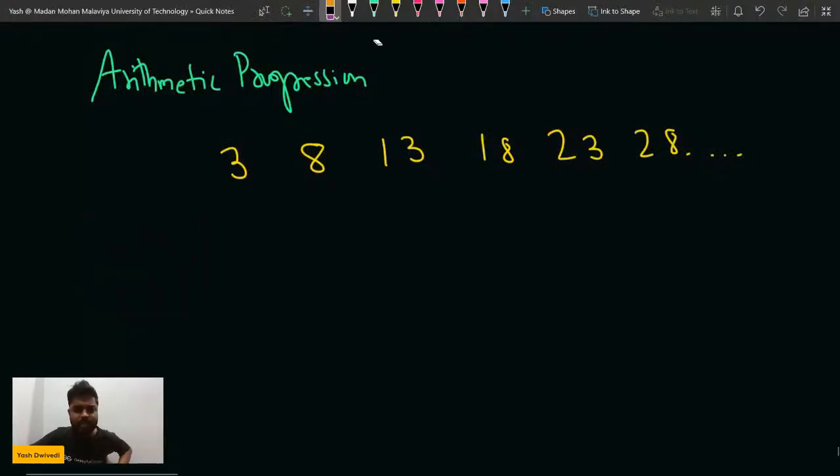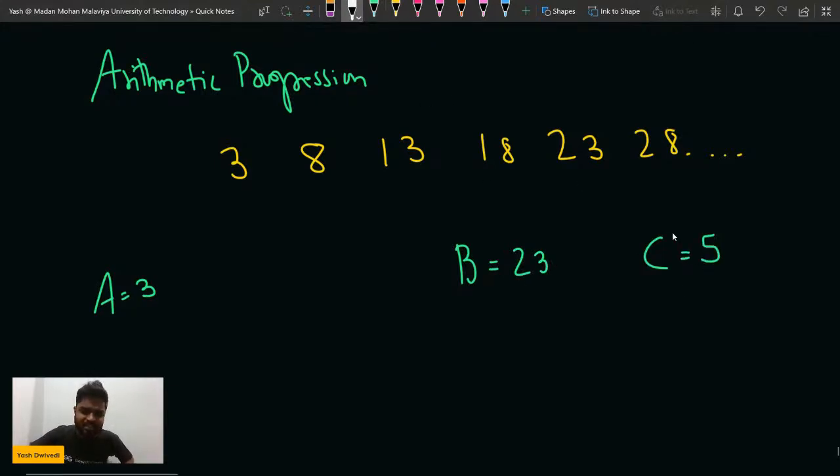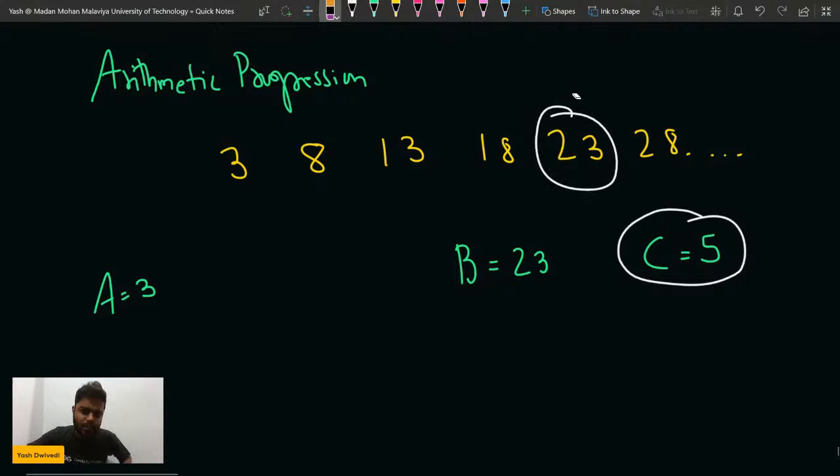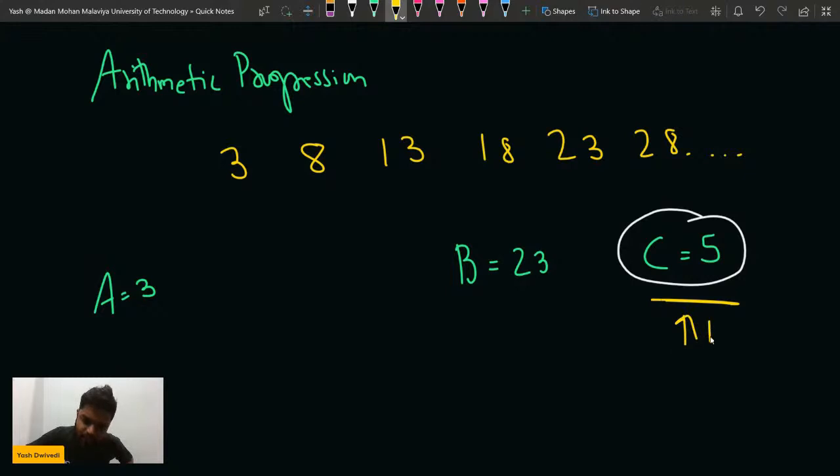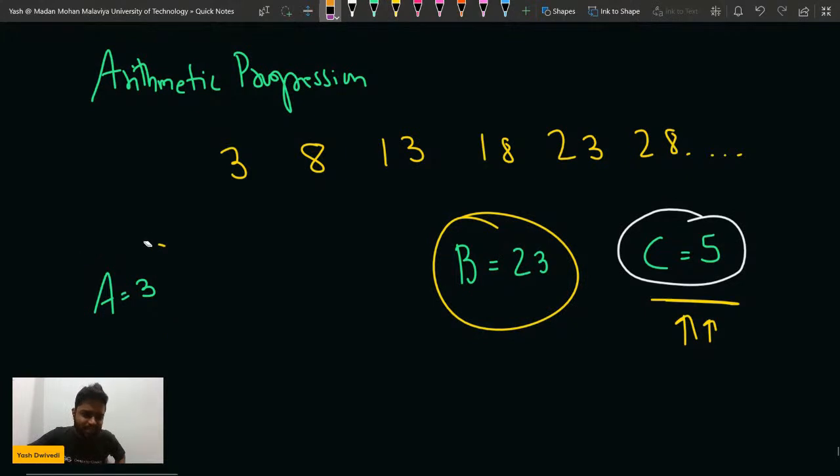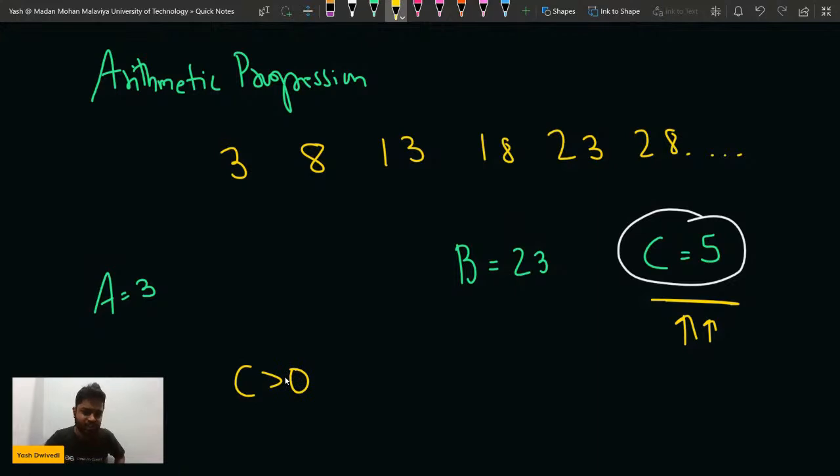After this, let us say the a value is given as 3, the b value as 23, and the c value as 5. So for this series the common difference is 5. Can I get this term 23? Yes. What you can observe is that if c is positive, the numbers will keep on increasing and a is not equal to b. So if the common difference is positive, then the term I am looking for, this term b, should be greater than a. Is that clear to everyone?